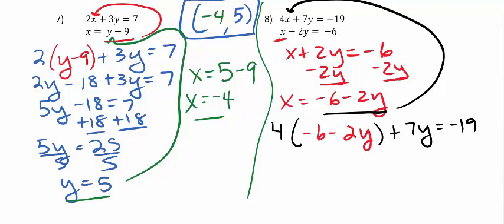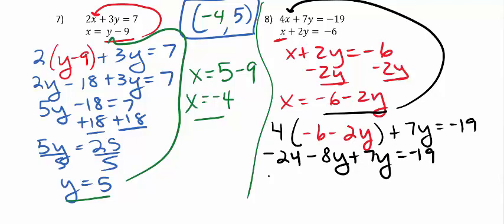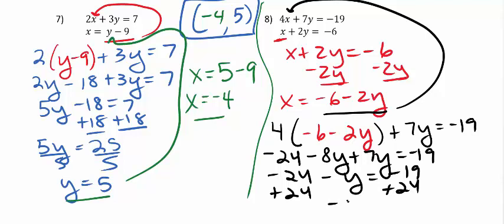We have 4 times negative 6 is negative 24. And then we have 4 times negative 2y, that's a minus 8y, plus 7y is equal to negative 19. We get those y's together, so negative 8y plus 7y is a negative y. And then we're going to add 24 to both sides. And we get a negative y is going to equal 5.